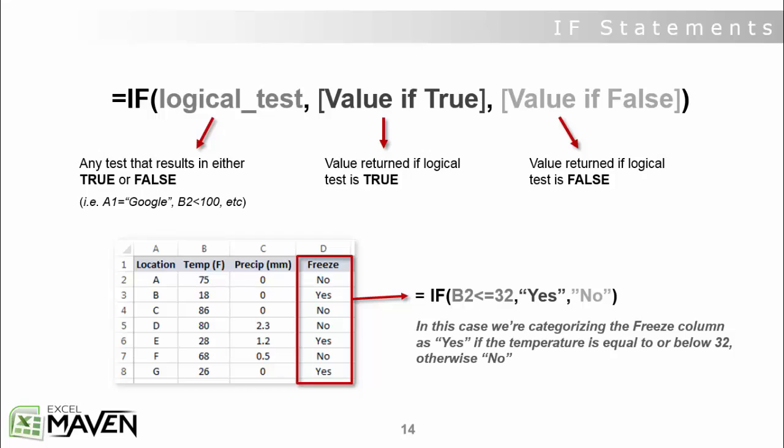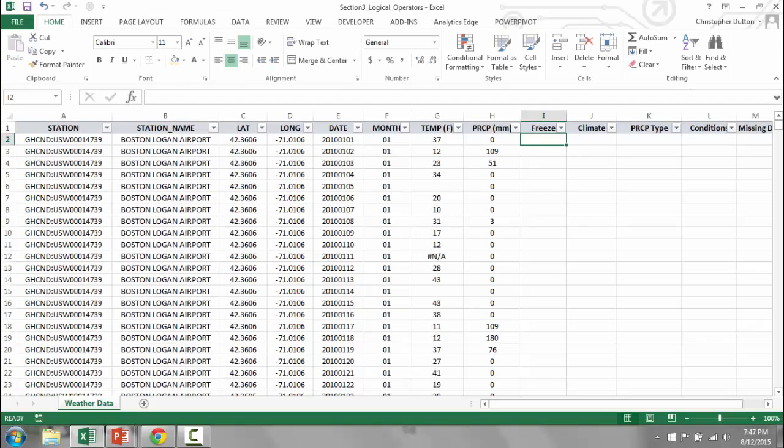So let's jump into Excel and do a hands-on demo. Open the Section 3 Logical Operators document, and we'll work from there. Just to give you a quick background of what we're looking at, we've got weather data from a station at Boston Logan Airport. Don't pay too much attention because I made up some of these numbers, but you get the idea. We've got latitude, longitude, date and month. We also have temperature and precipitation in Fahrenheit and millimeters, respectively.